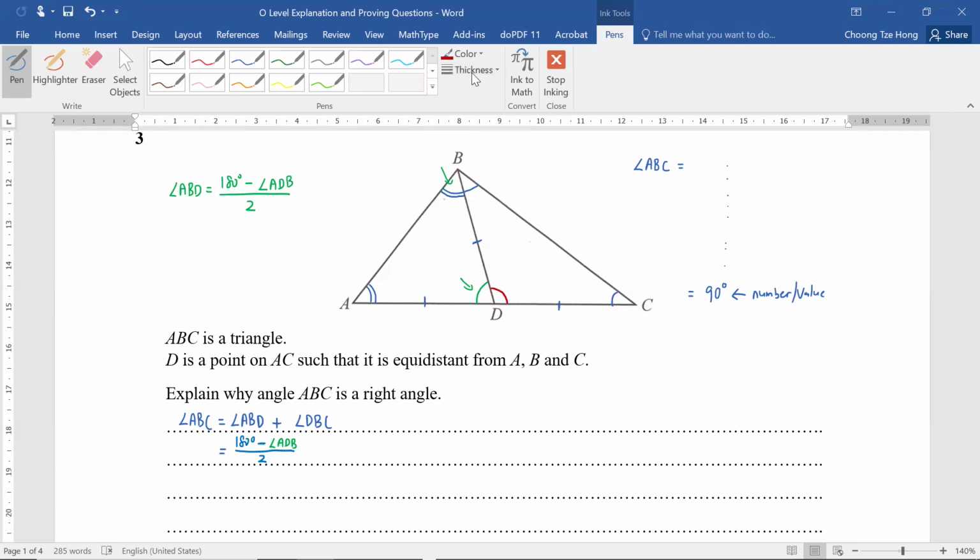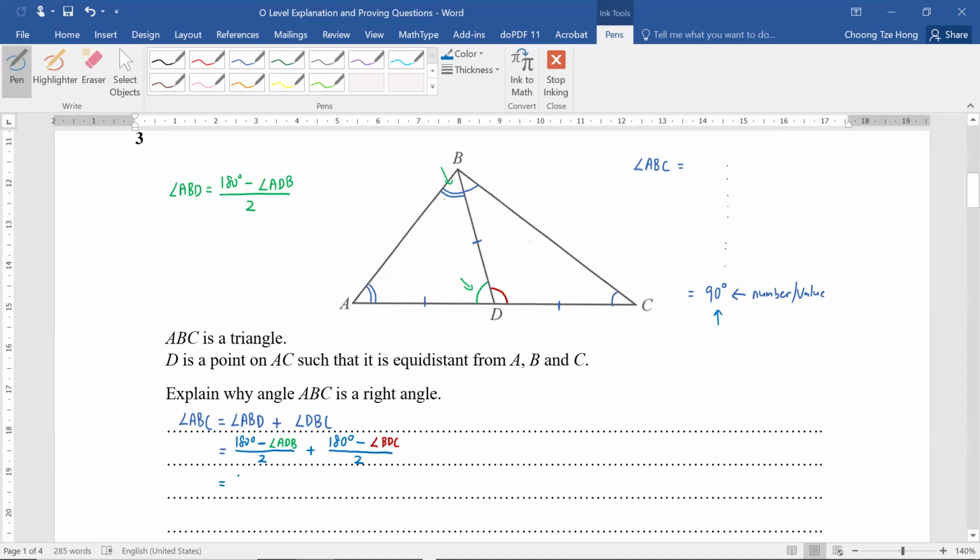So that's what we're going to write down again. Plus 180 minus angle BDC, divide by 2. Now you see we have gone closer to our objective of getting a number, because now we have involved numbers in the question.